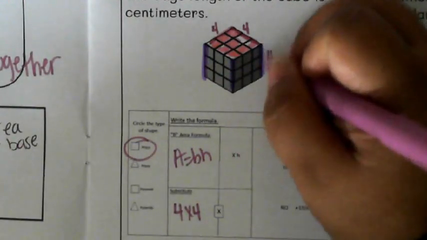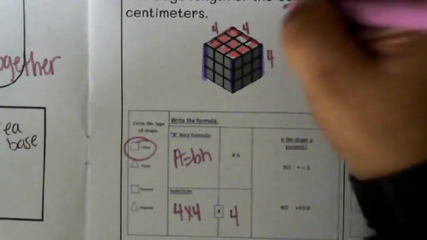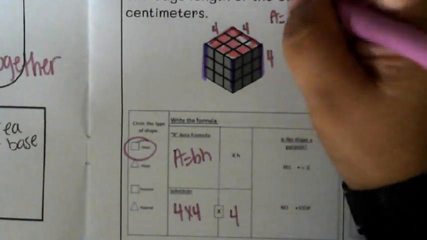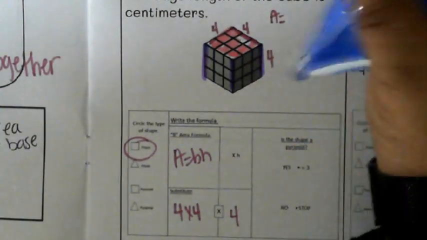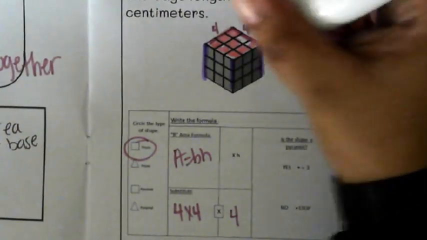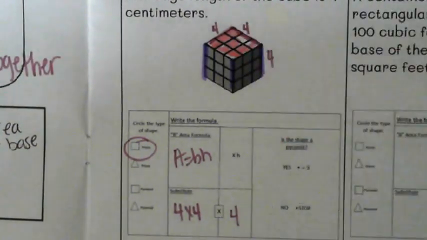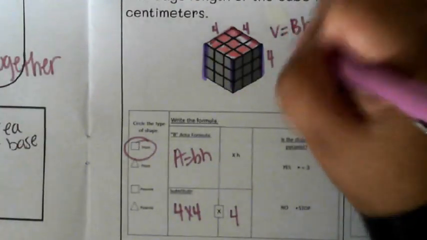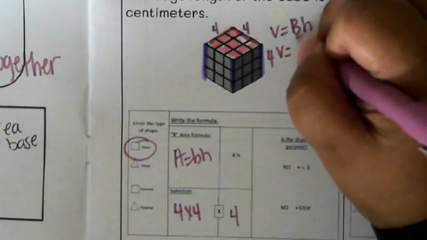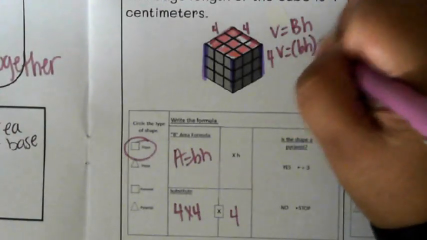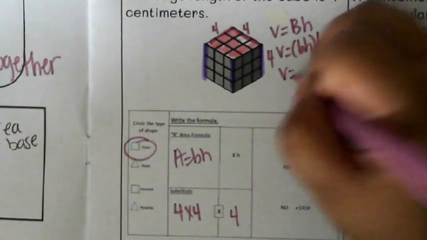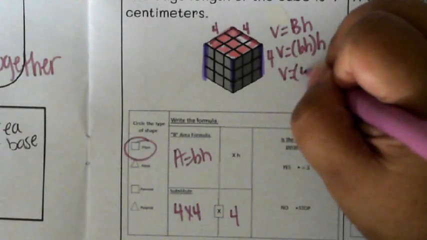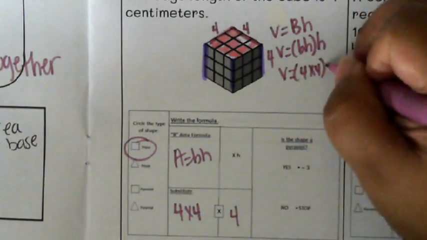So if we do this as not area, volume, I was thinking about what I just wrote. If we are thinking about volume is equal to big B times height, we know that big B can also just be base times height times the prism height. That is going to be 4 times 4 in parentheses, and then 4. So 4 times 4 is 16.